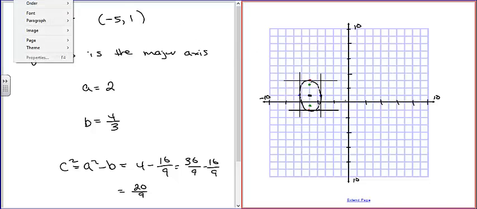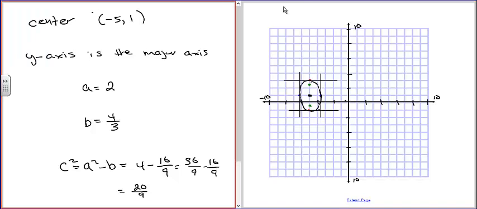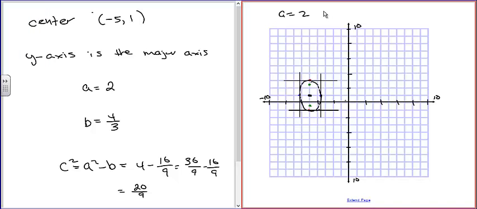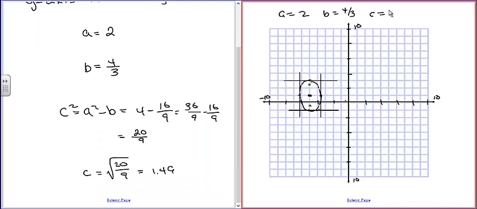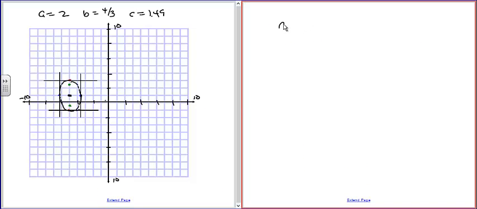Okay, now let me just write A, B, and C here. So I have A is equal to 2, B is equal to 4/3, C is equal to 1.49. So the center, that's easy. Center is -5, 1.